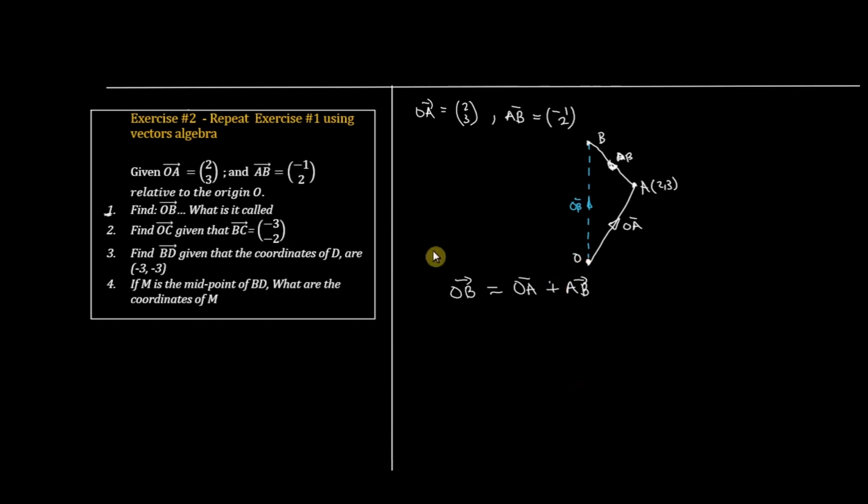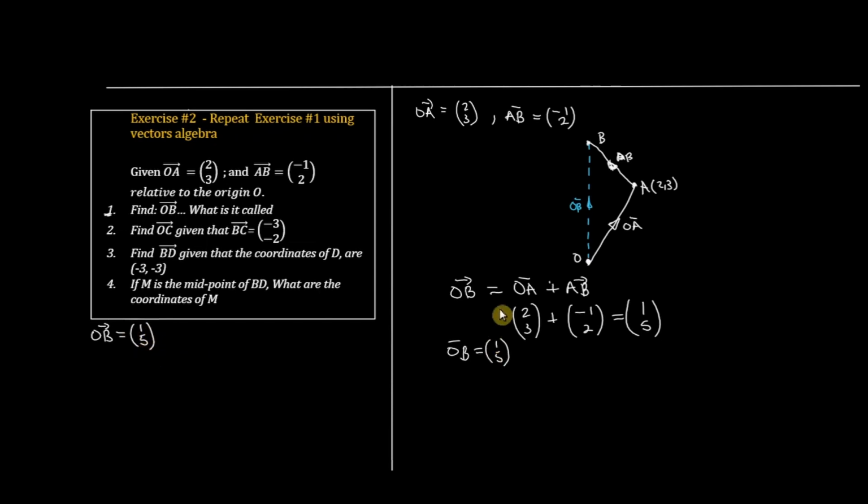So let us identify what these two vectors are, and yes, we have values for them. OA is equal to (2, 3), and AB is equal to (-1, 2). So if I add those two, that's 2 minus 1 is 1, 3 plus 2 is 5, and I have OB, then the vector is equal to (1, 5). That is the value of OB, and we can write it here because we will need to use that result a little later.